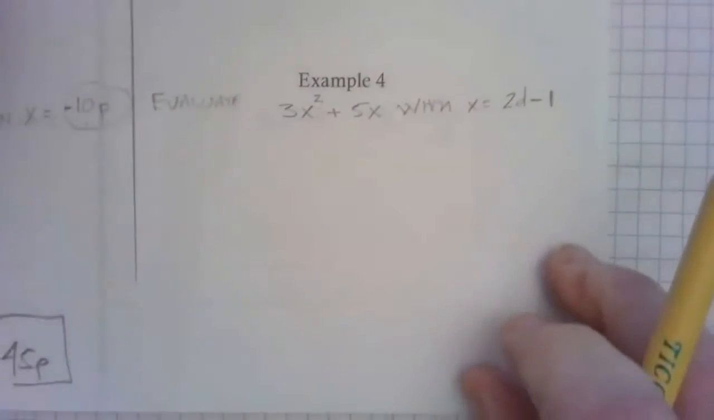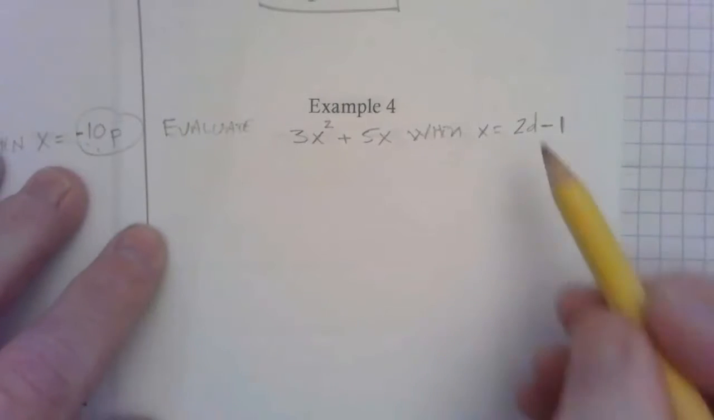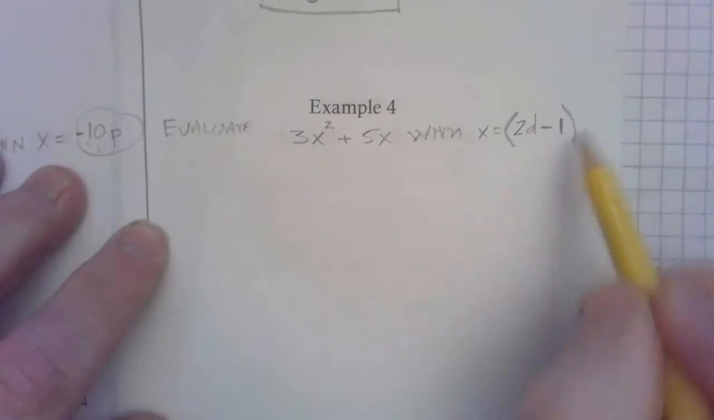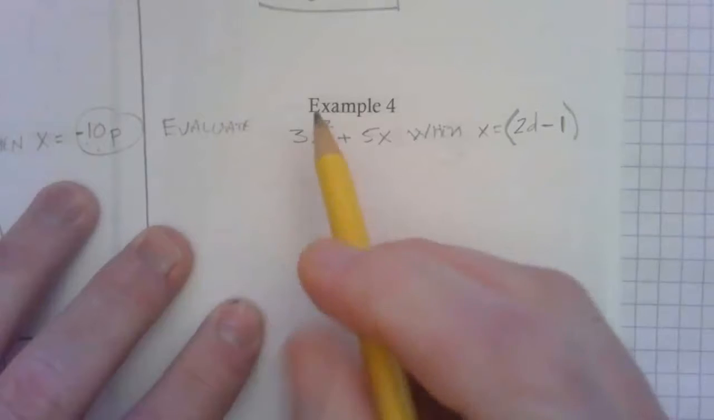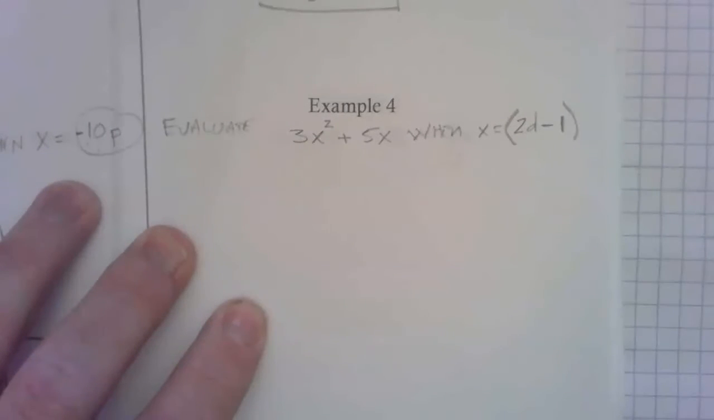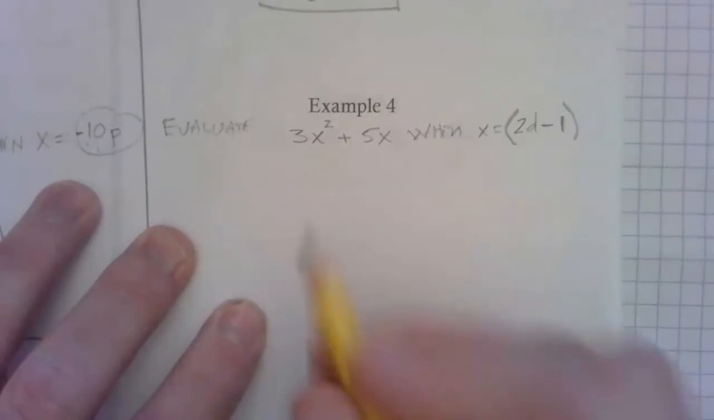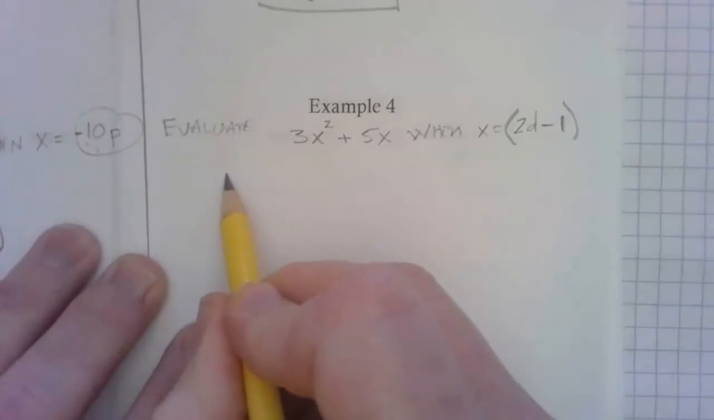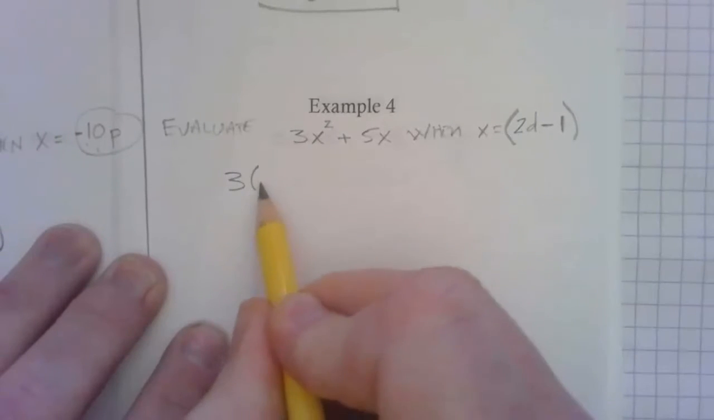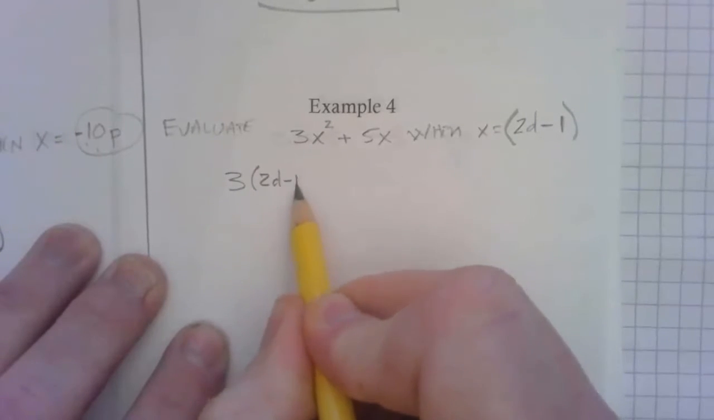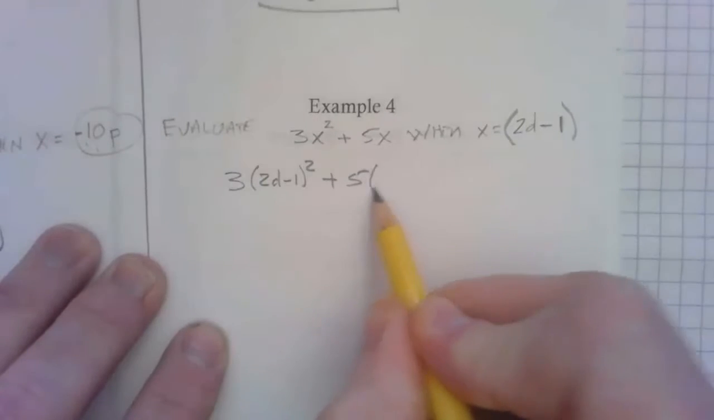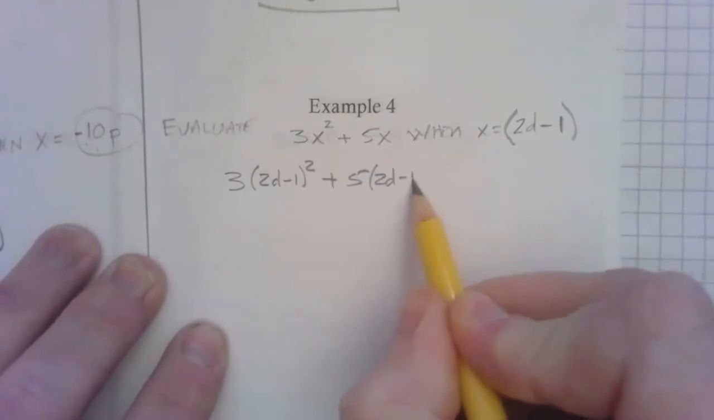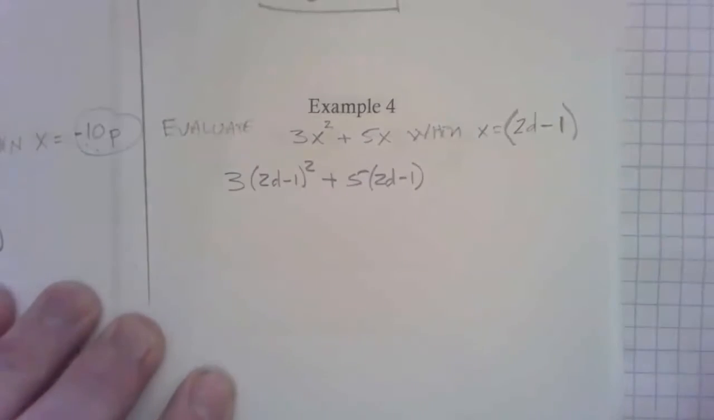Alright, last example. I'm going to plug in this everywhere we see an x. Ooh, there's a squaring involved. Holy mackerel, let me sharpen my pencil. Alright, and we got them. So we're going to do 3 times 2d minus 1 squared plus 5 times 2d minus 1, and see what we get.